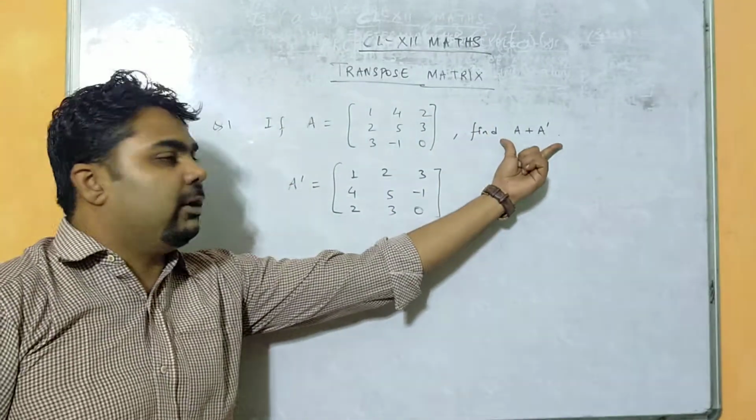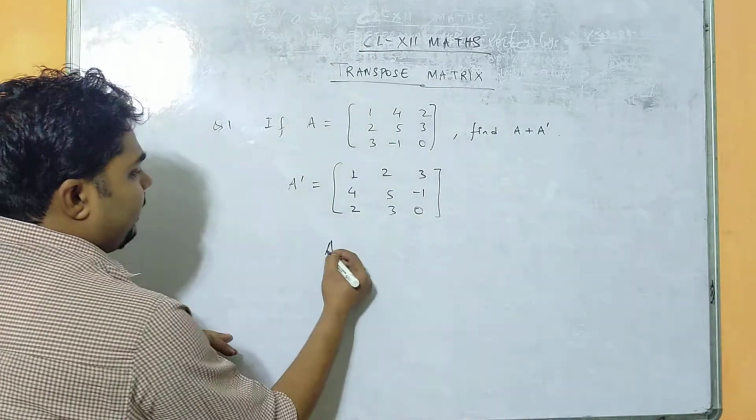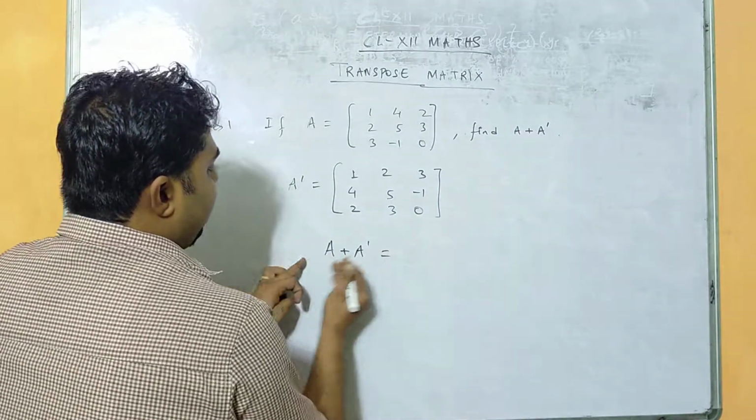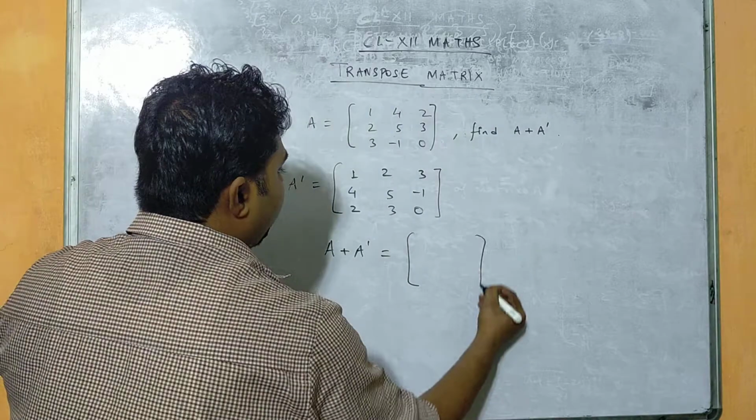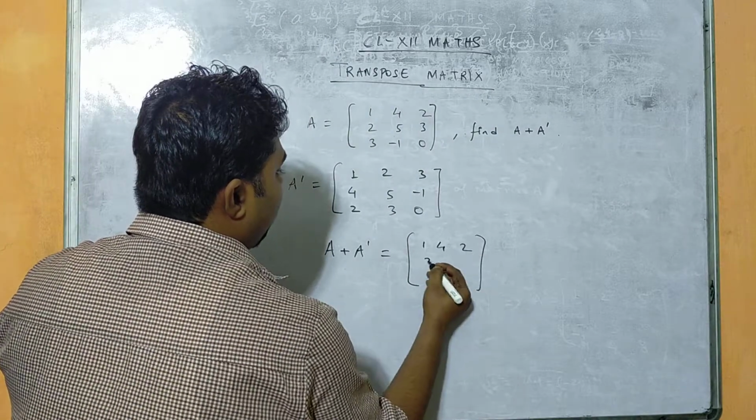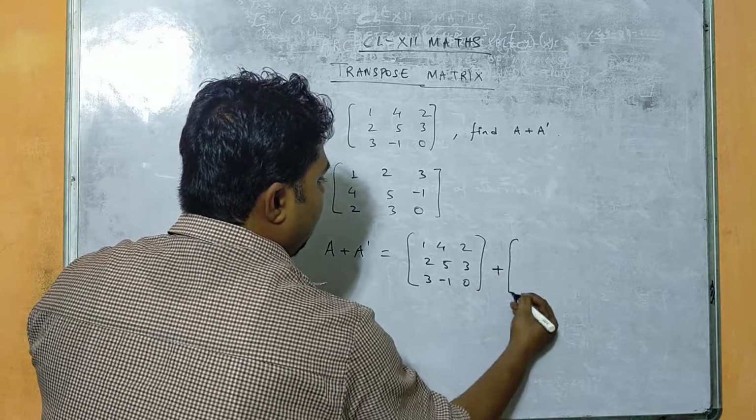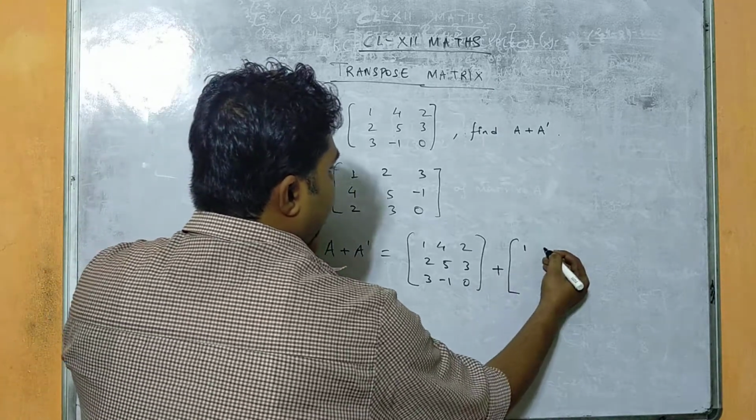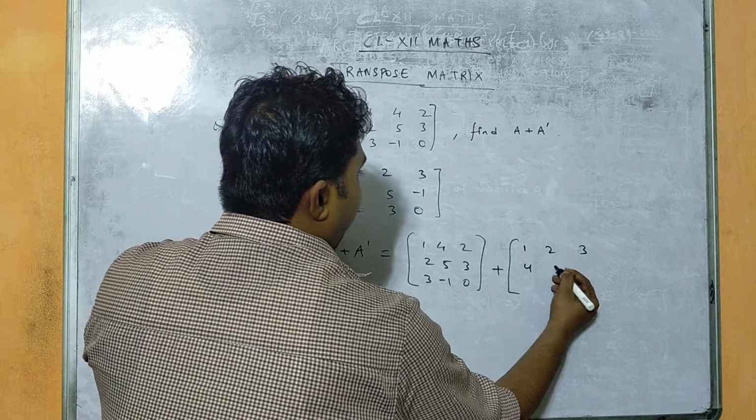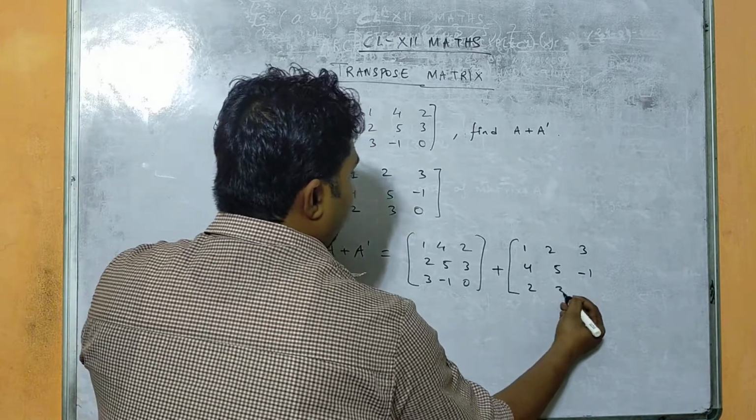Now we have to find A plus A complement. So when it is given A plus A complement, we will substitute in place of A the matrix A which is given in the question, that is 1 4 2, 2 5 3, 3 minus 1 0, right? Plus the transpose of matrix A, that is 1 2 3, 4 5 minus 1, 2 3 0.